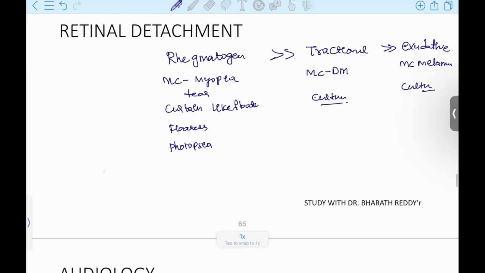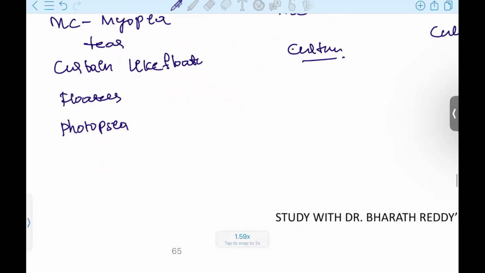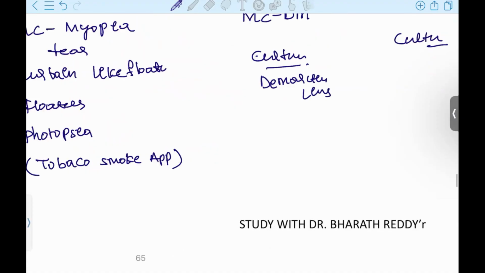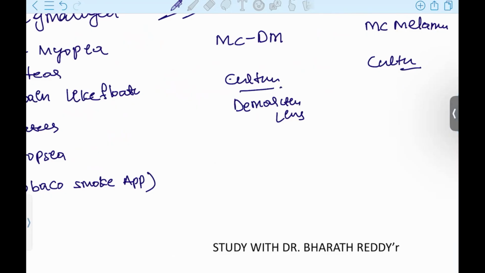And what about the features? So in these features, there will be a tobacco smoke appearance. Okay, tobacco smoke appearance can be seen on the CT scan. Here you will be seeing features like demarcation lines. Okay, demarcation lines. In the exudative, the name itself tells it is exudative, so there is a fluid accumulation seen in this patient.